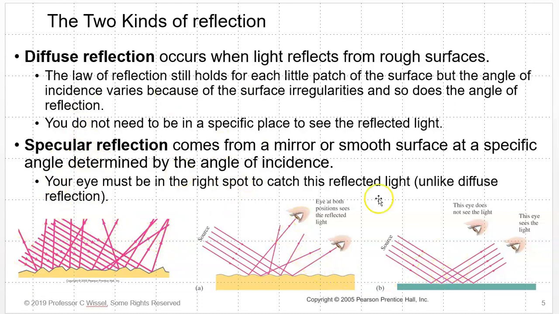Specular reflection comes from a mirror or a smooth surface at a specific angle determined by the angle of incidence. And at that point, your eye has to be just exactly at the right spot to catch the reflected light. And you can see this if you take a laser pointer and reflect it off a shiny surface like a mirror. Don't reflect it into your eyes.